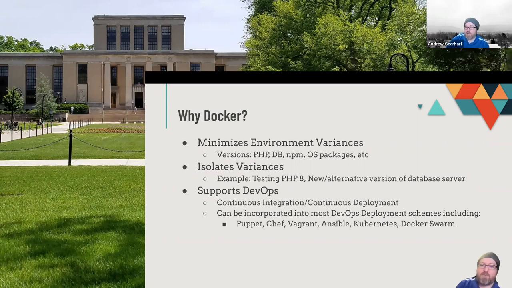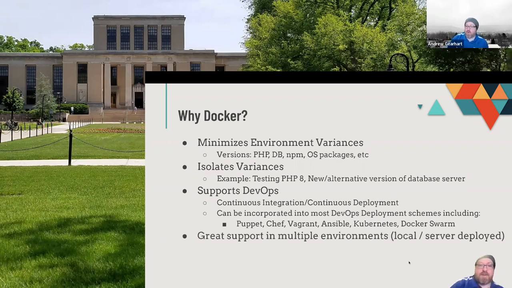Chef, we were using previously. Our current main journals instance is still running off of a server that's running Chef, and that deploys all of the different aspects of this as we are moving everything over to Kubernetes. So again, Docker has great support in multiple environments, and makes it so that things are nearly identical across all the different platforms.